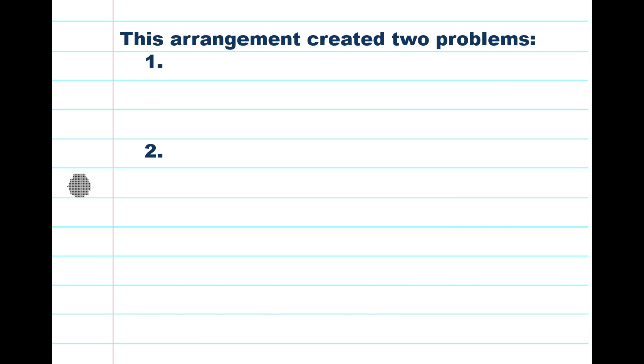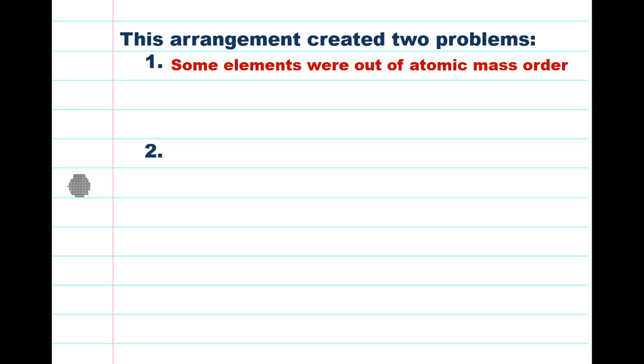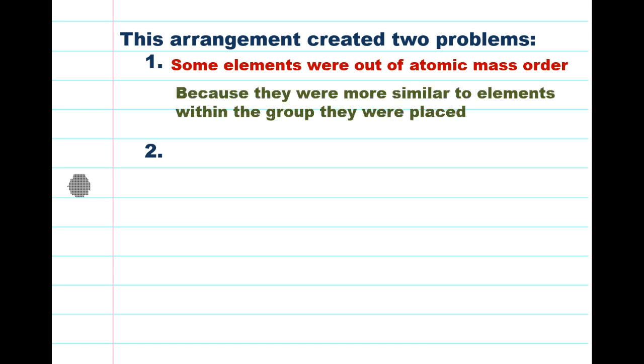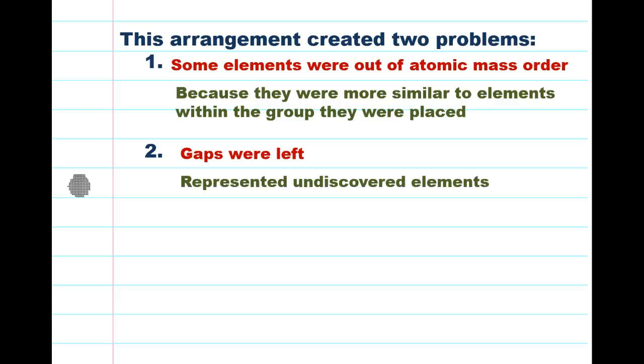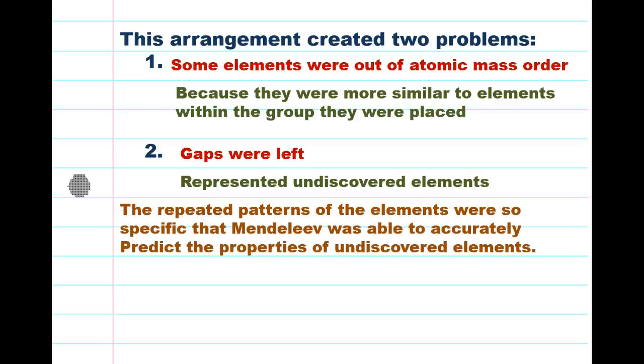So these were the two problems. Some of the elements were out of atomic mass order because they were more similar to elements within the group that Dmitri placed them in. And second, there were those gaps, and those gaps represented undiscovered elements. Now, the one thing about the arrangement of Mendeleev's periodic table is that those repeating patterns were so specific that he could accurately predict the properties of those undiscovered elements.